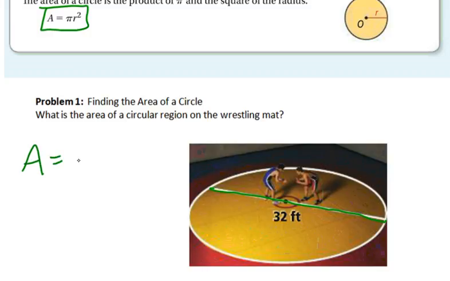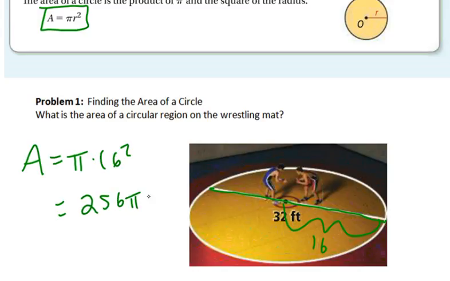So area equals pi times the radius, which would be 16 squared. So I'm going to use my calculator. Really, you can leave it in terms of pi if you prefer. But 16 squared is 256, so it would be 256 pi feet squared. Or, to get a better idea as to what that is, multiply it by pi, and you get 804.2 if we round it, feet squared.